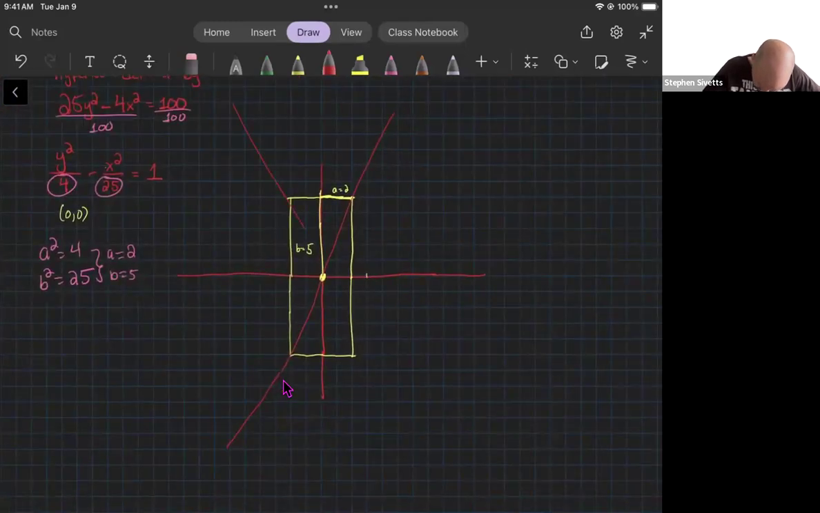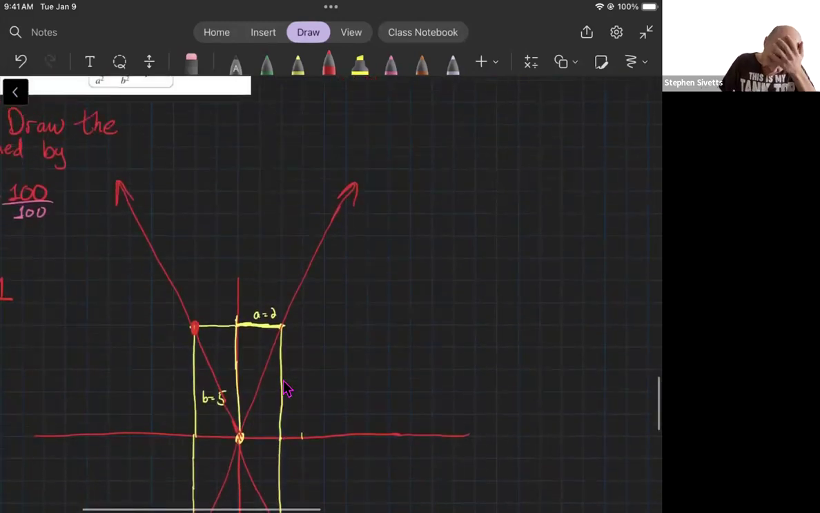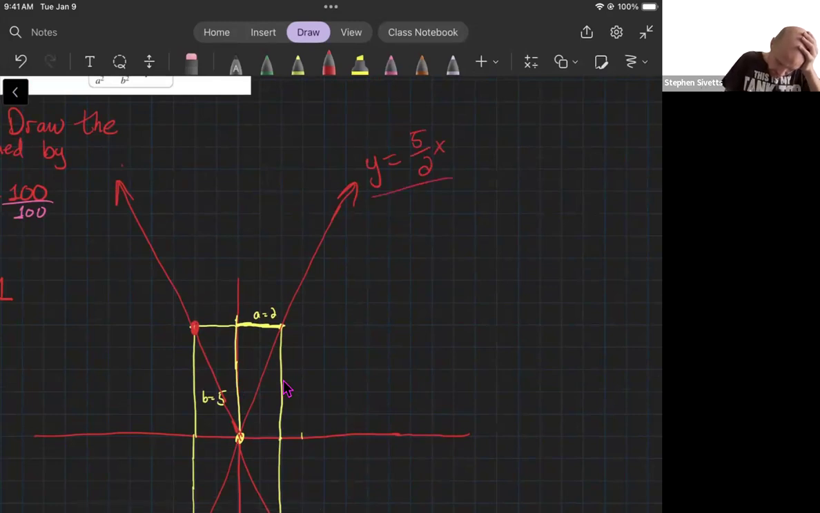So these are straight lines here. And these asymptotes, it's going to be y is equal to 5/2 x. That's for the first one here on the right, and then the other one is just minus 5/2 x. So these are your asymptotes.